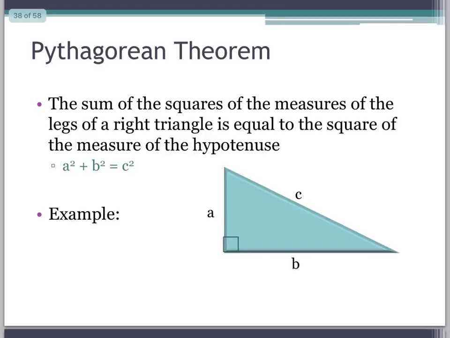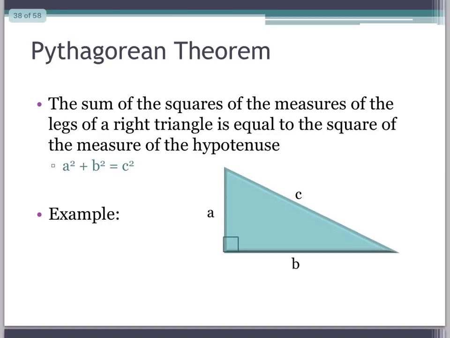Okay, so Pythagorean theorem. By the way, notice this is a leg. This is a leg. The sides that make up the right angle are called the legs. The other side is called the hypotenuse. Okay, so the sum of the squares of the measures of the legs of a right triangle is equal to the square of the measure of the hypotenuse. Yeah, that's fun to say.